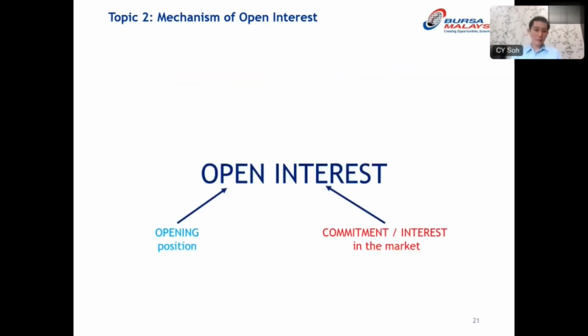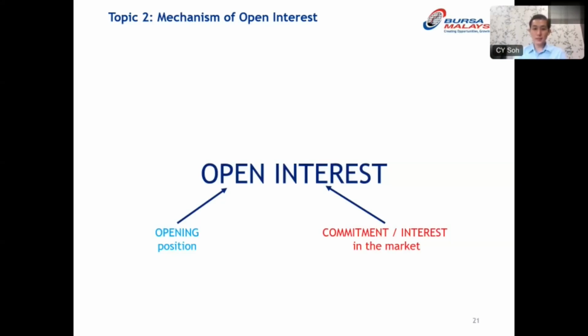So of course, back to very simple English, open interest is the total number of contracts that have not closed yet. Open means opening a position, and interest here means that if you're interested in a particular market direction, for example the market is going up, you will be opening a long position. And it also means you have a commitment in the market.